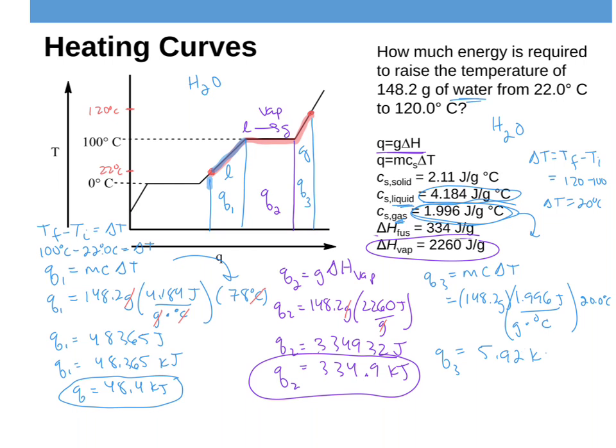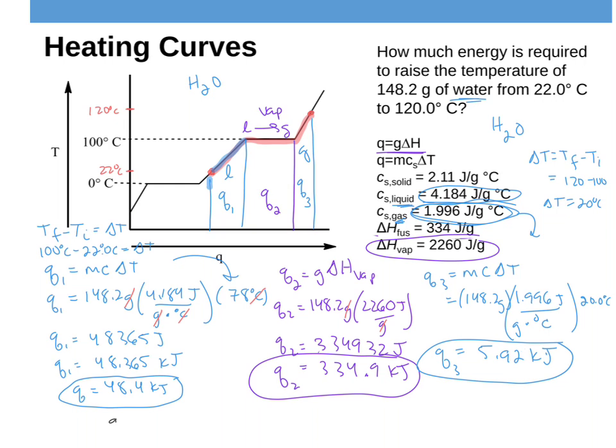Sorry, not kilograms, kilojoules. All right, so I have everything in kilojoules. This is the amount of heat it would take to do these 3 different steps: heating liquid water, vaporizing that water from liquid to gas, and then heating that gas from 100 degrees to 120 degrees. So how much energy does it take altogether?